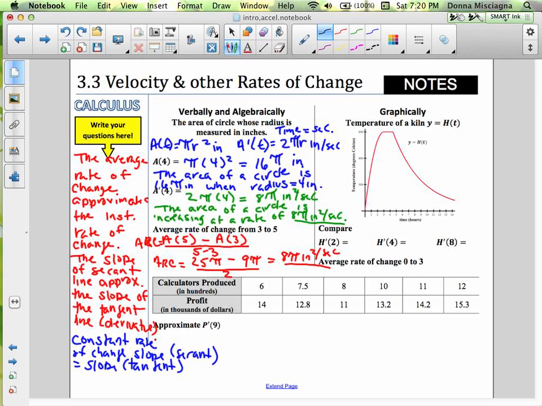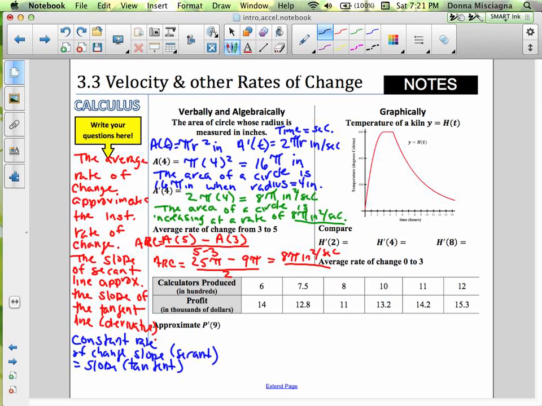The temperature of a kiln, y equals h of t. So this here would be kind of like a position function, right? But instead of looking at a position in space, we're looking at temperature. So this here is our equation. It is not a derivative. The derivative would look at the rate of change in the temperature. This is just what the temperature is over time. So it's kind of akin to a position, except it's really not position, it's temperature.